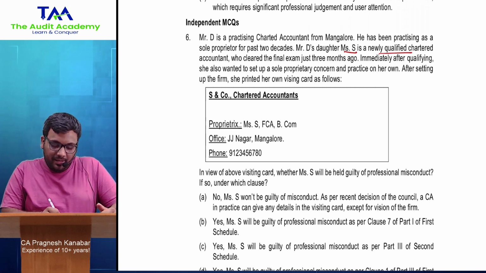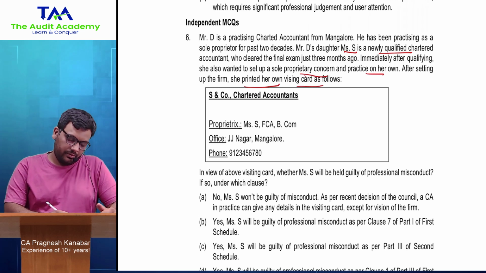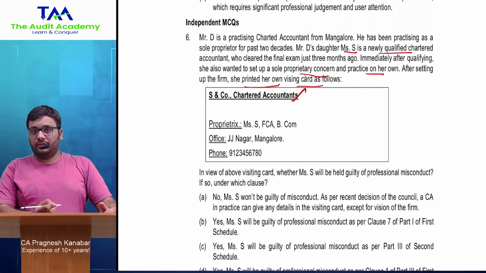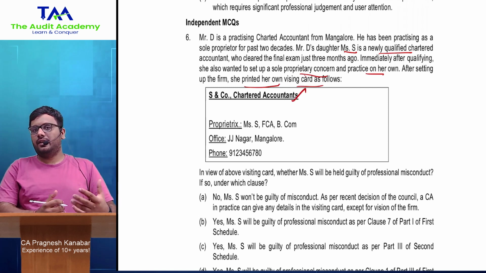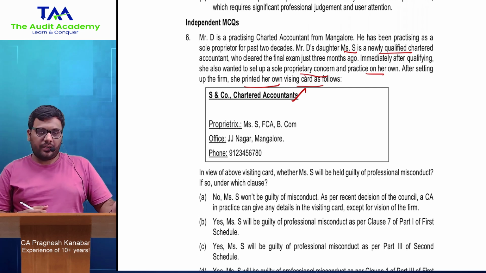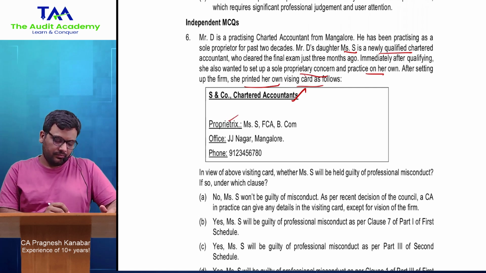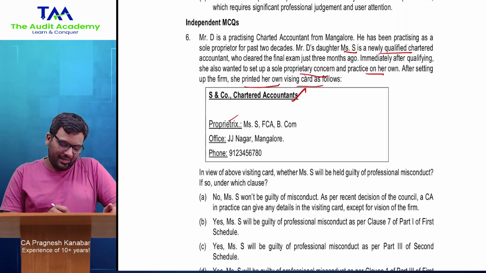Immediately after qualifying, she also wanted to set up a sole proprietary concern and practice on her own. After setting up the firm, she printed her own visiting card, which is as follows. So this is fine. When it comes to visiting cards, we think about clause 6, 7, part 1, first schedule, advertisement guidelines. Proprietor. Miss S, FCA. She just cleared 3 months ago.